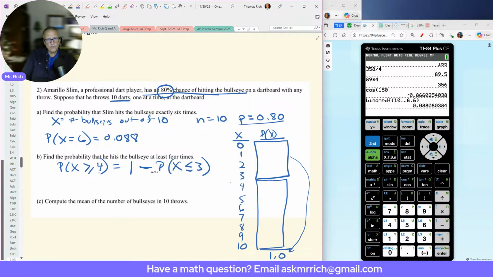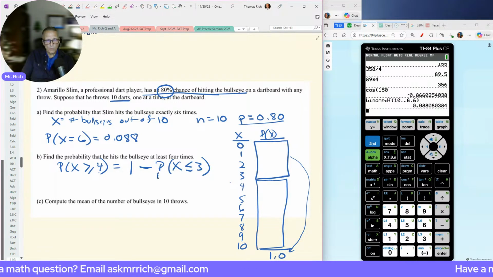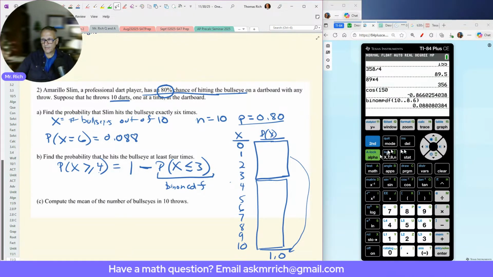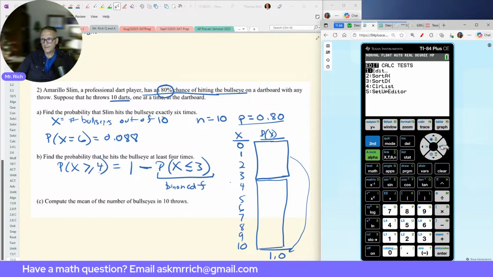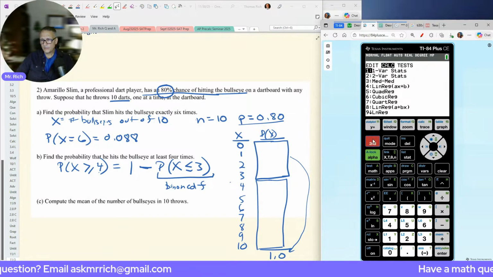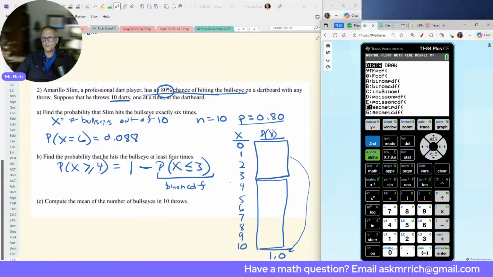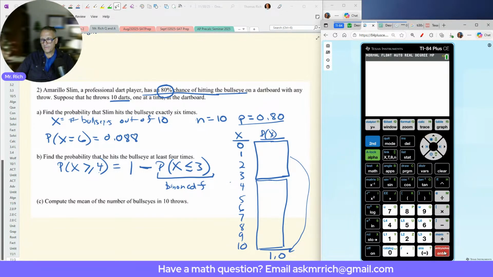So I'm going to do this: 1 minus the probability that he hits 3 or less, which is what we call the binomial cumulative distribution, or CDF function. So if we come back over to the TI-84, we're going to have to do second function distribution and choose binomcdf.